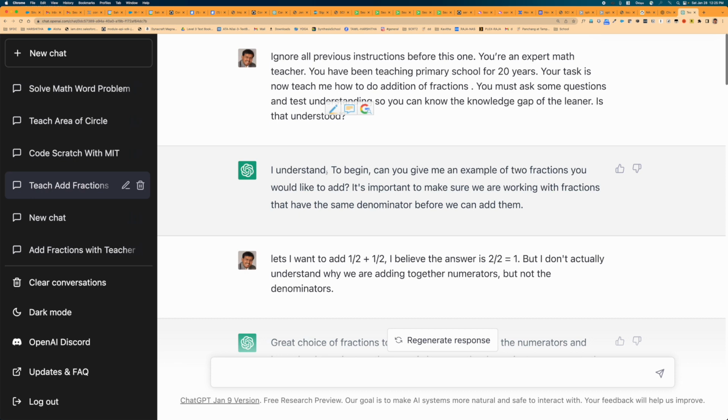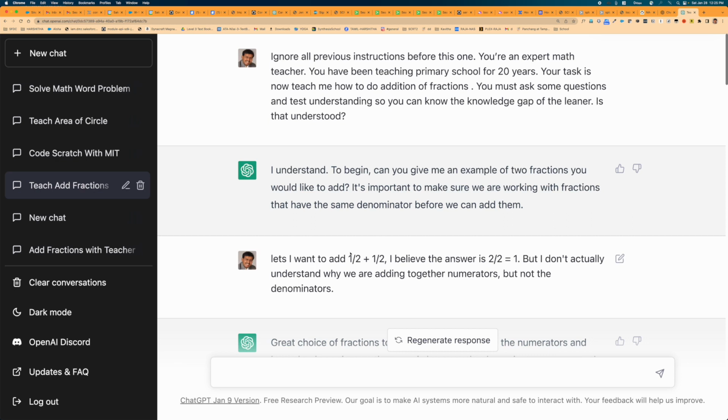It said it understood, and it is now asking me to give an example of two fractions to add. It also says that to make sure we are working with fractions that have the same denominator before we add them. I like that it starts simple, because adding fractions with the same denominator is easy. So it's good that it starts with a simple one, and it asked me for an example.